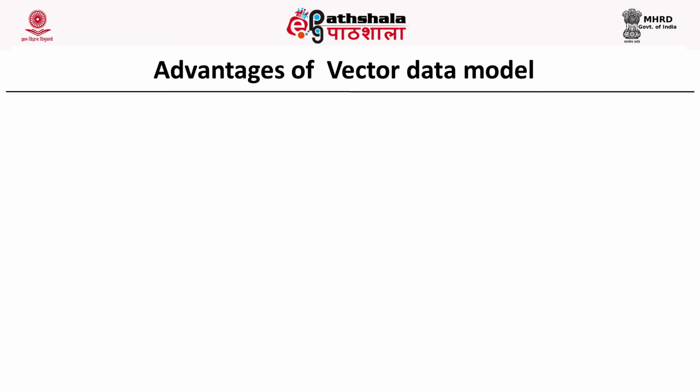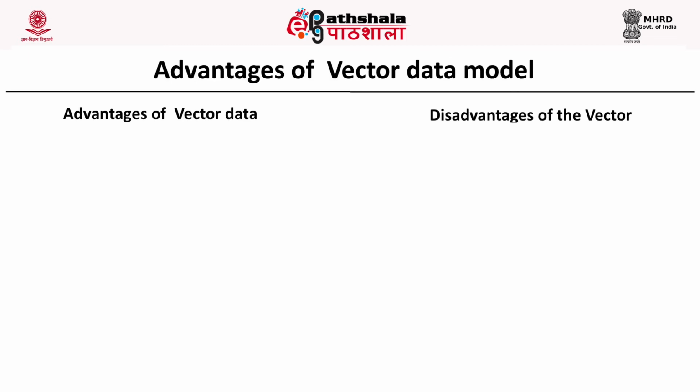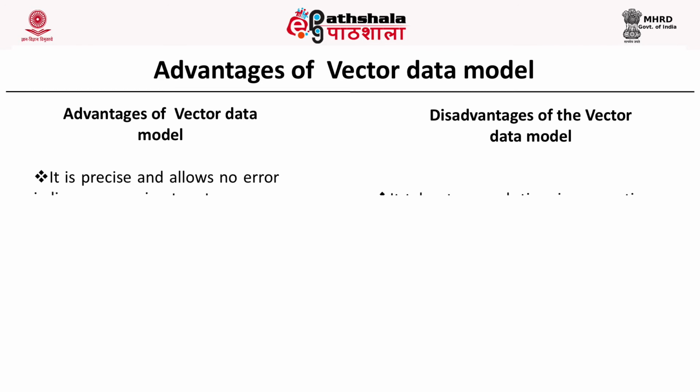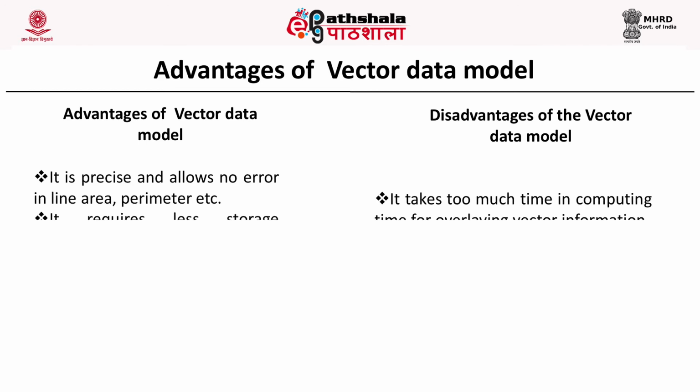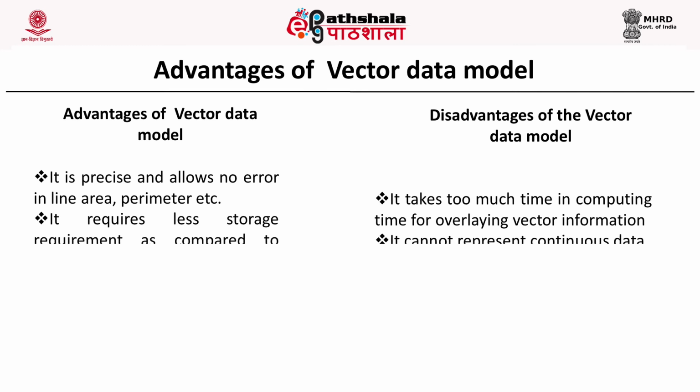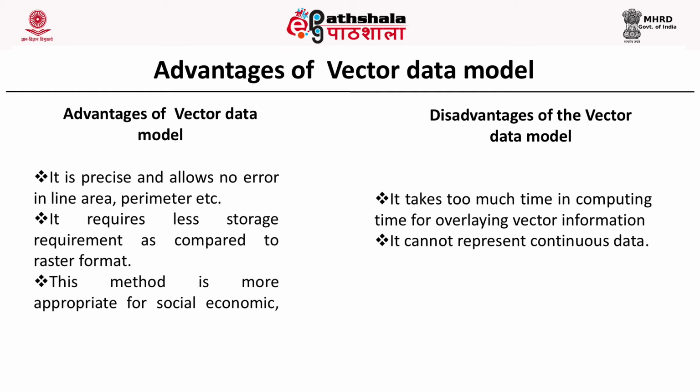Now coming to the advantages and the disadvantages of these vector models. There are various advantages of the vector data model, such as it is precise and allows no error in line, area or perimeter. It requires less storage as compared to the raster format. Further, this method is more appropriate for social, economic, demographic, and resource variation analysis. The disadvantage of this data model is that it takes too much time in computing for overlaying the vector information, and it cannot represent any continuous data.